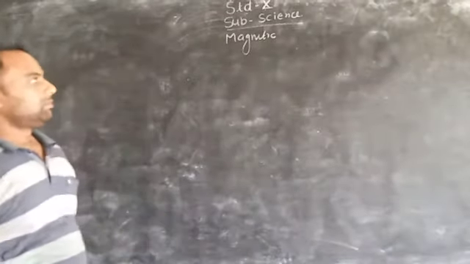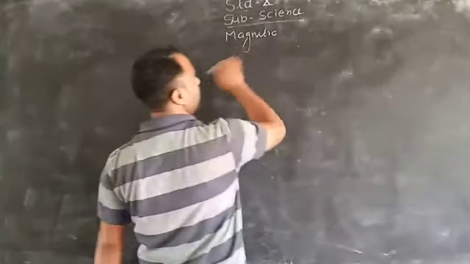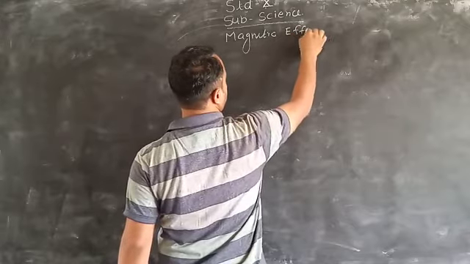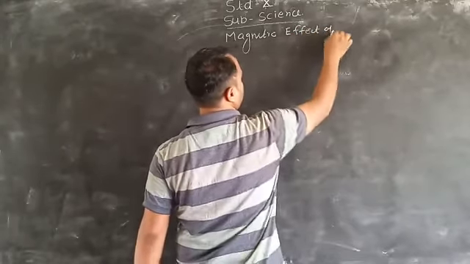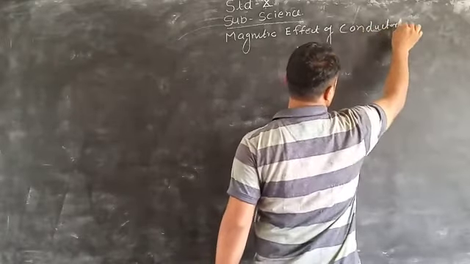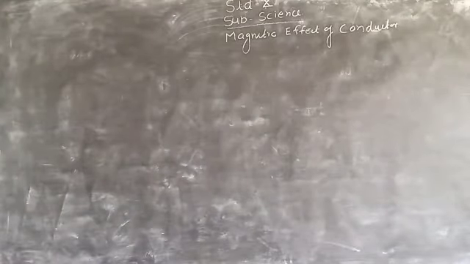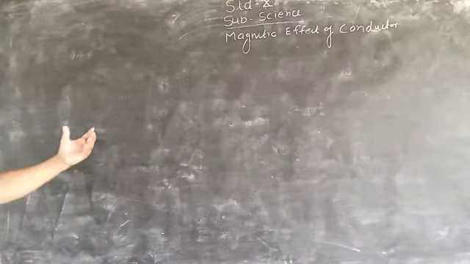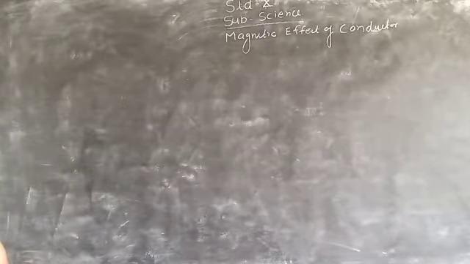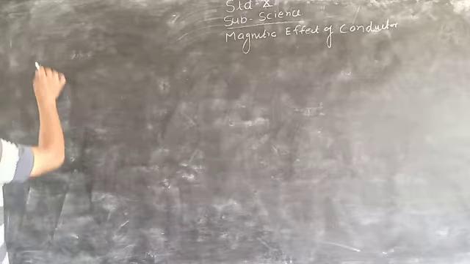In chapter number 2, we have to discuss in the 10th class. Chapter number 2 is Magnetic Effect of Conductor. In this chapter, we have to discuss various terminologies also. So now we have to discuss what are the basic characteristics of magnetic fields.